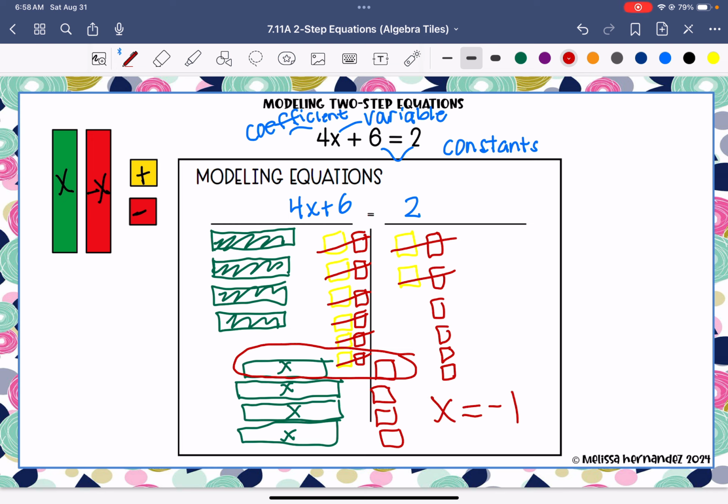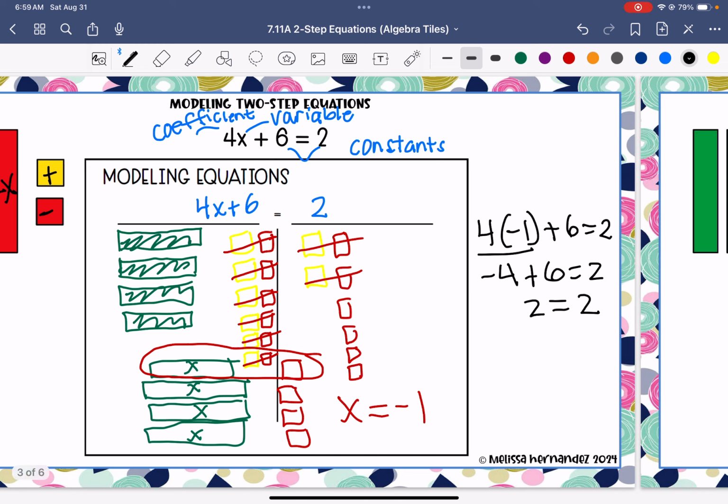If I solved it correctly, I should be able to plug it back in and it be right. So 4, I'm going to put in negative 1 as a substitute for x, plus 6 is equal to 2. So 4 times negative 1 is negative 4. Now I'm going to simplify negative 4 plus 6. So think about, you have $6, but you owe someone 4, so you only have 2 left. So 2 equals 2, it does check out.